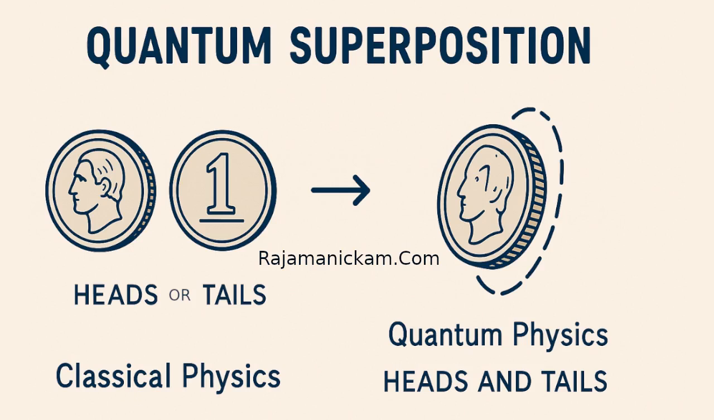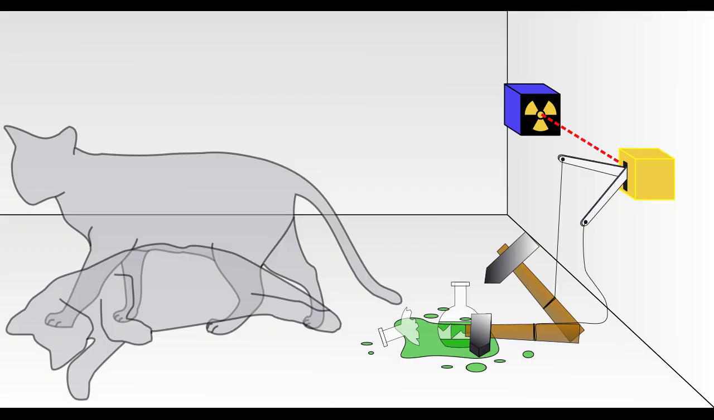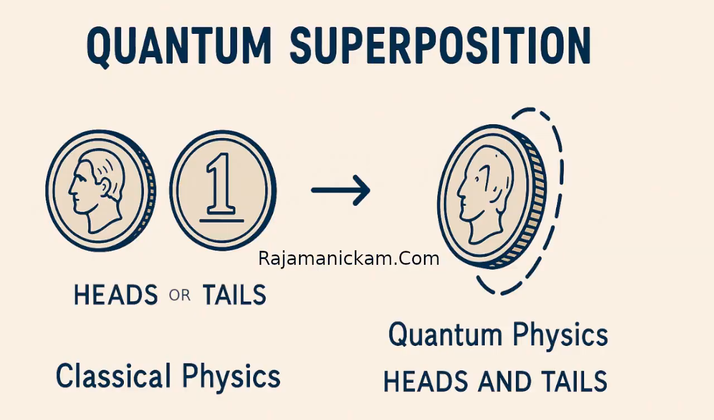To help explain superposition, physicist Erwin Schrödinger came up with a strange idea. A cat is placed in a box with a mechanism that has a 50% chance of killing the cat. Until you open the box and check, the cat is both alive and dead at the same time. It is in a superposition of both states. Only when you observe or measure it, the superposition collapses into one state, either alive or dead.